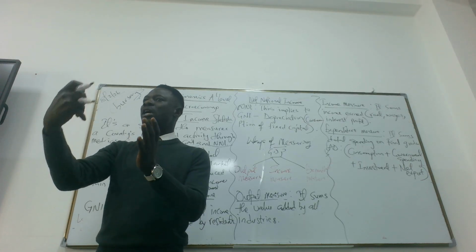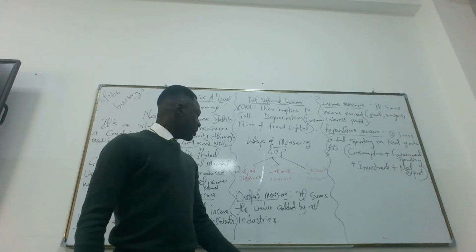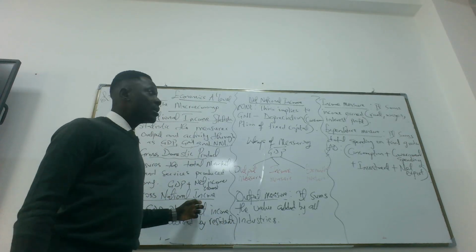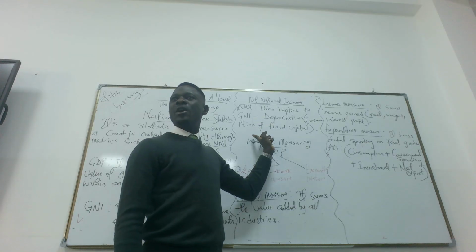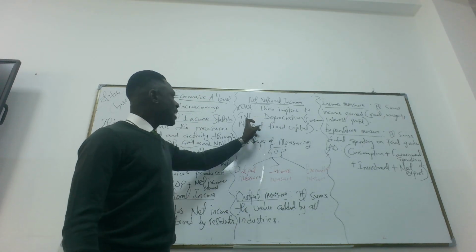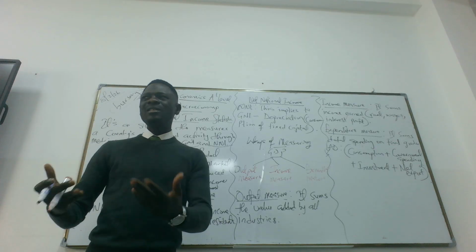So the wear and tear of this asset has to be deducted from the value of the assets, because this is the value of the asset, GNI. So here, when you take depreciation away from it, then you have your NNI. So NNI is GNI minus depreciation. I think it's clear. Yeah. Is it clear or not?